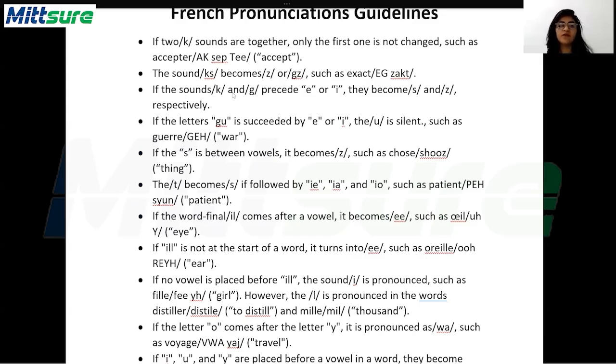Next, if the letters C and G precede E or I, they become S and J respectively. If C and G come before E or I in any word, the sound will become S or J. We'll see the example.